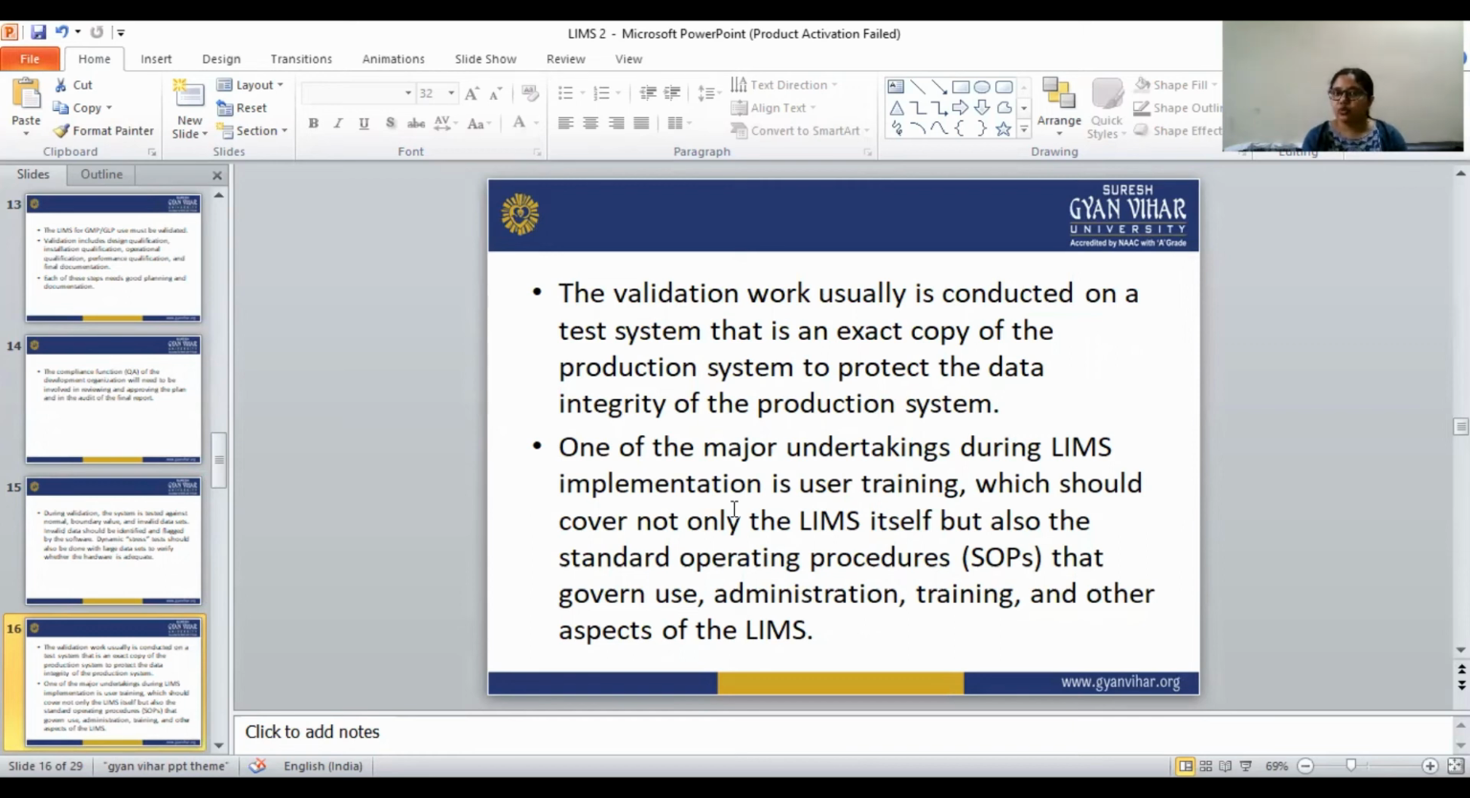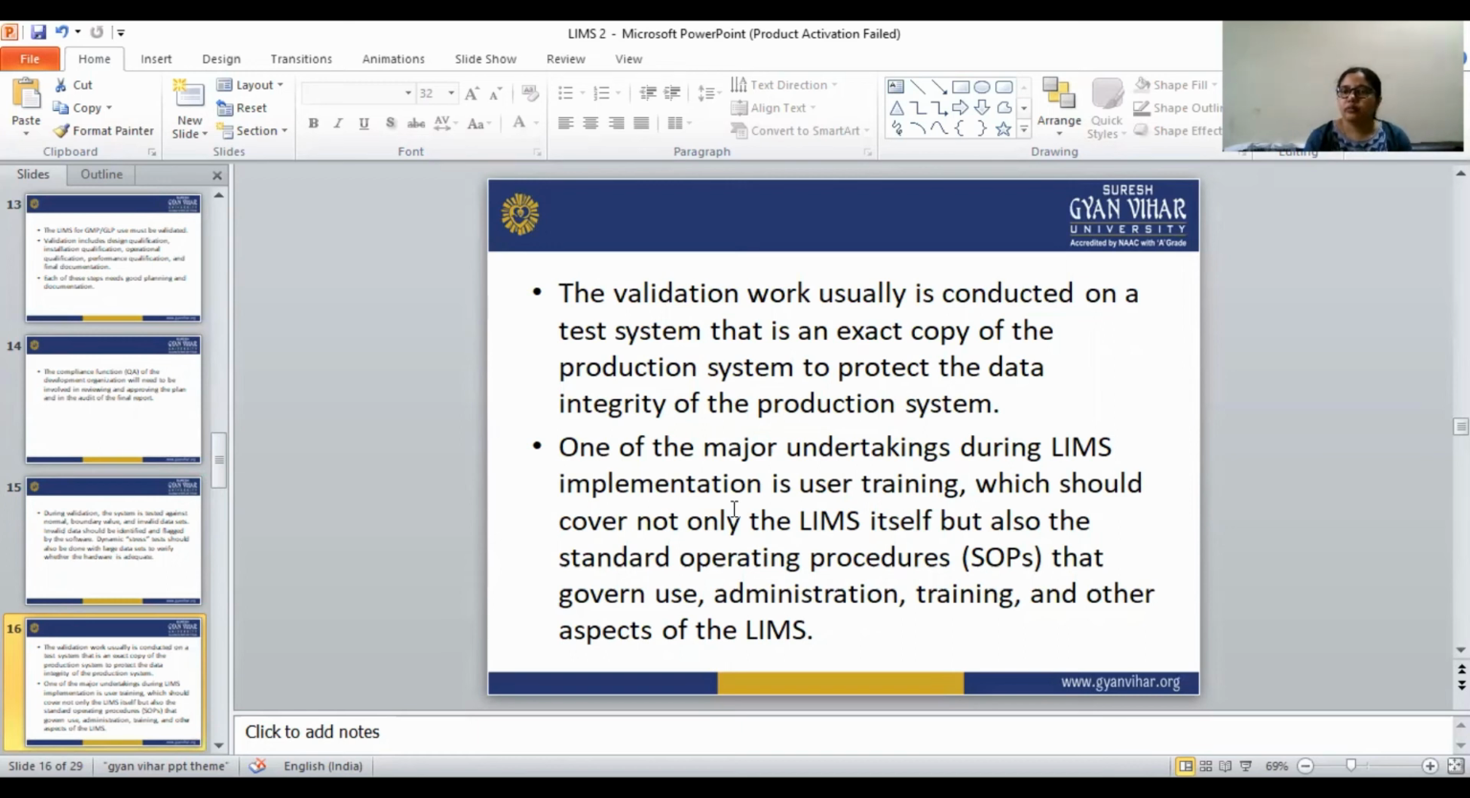During the validation, all the validation we conduct is on the test system, and that test system is the exact copy of the production system. Why are we not doing all the validation on the production system? Because we want the security and the integrity of the data of the production system. To secure the data of the production system, we are doing the validation on the test system.